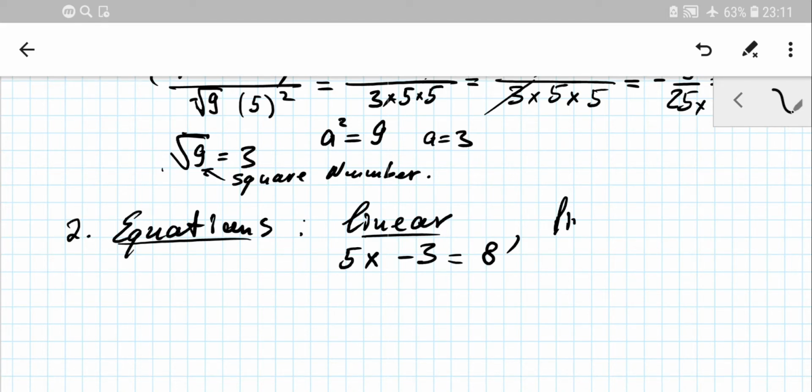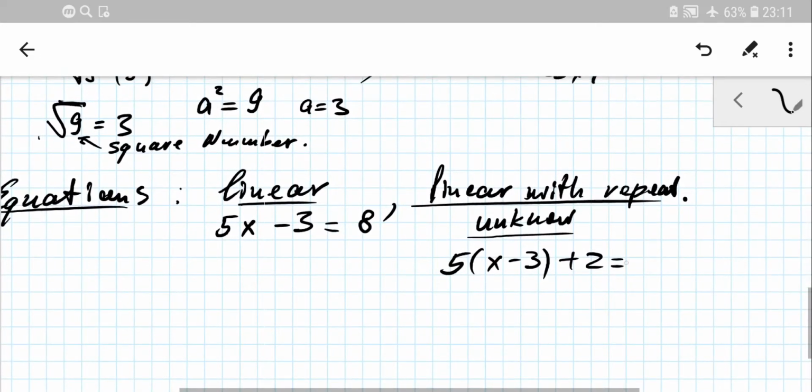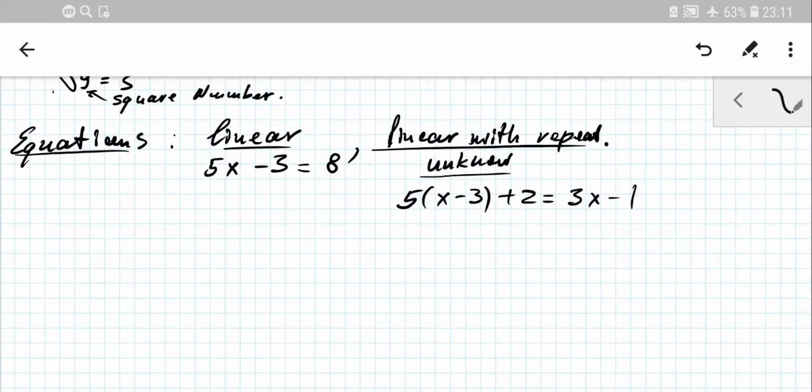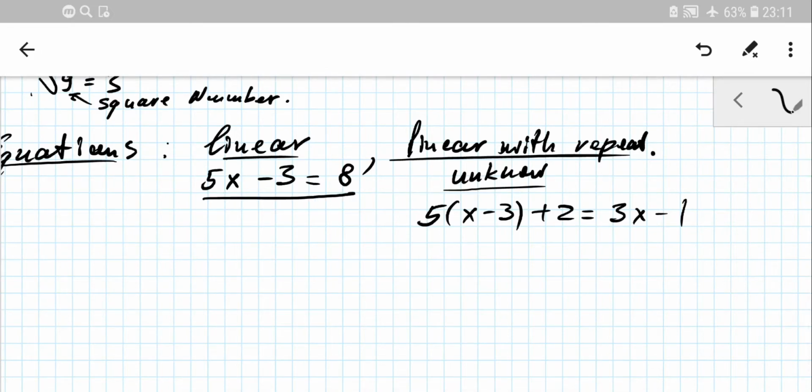So linear with repeating unknown. For example, I'm talking about this sort of equation, like 5 times x minus 3 plus 2 equals, and on the other side you'll get also x, for example 3x minus 1. That's with repeating unknown. So first we just simply try to figure out. There might be more complicated cases, but I'll show you how to solve that.